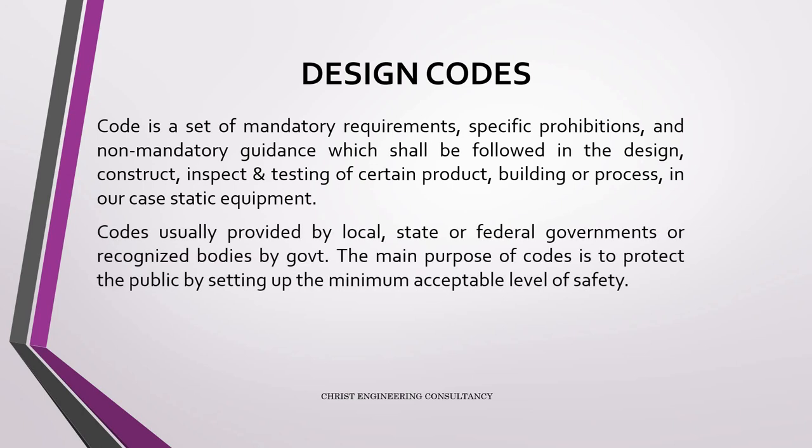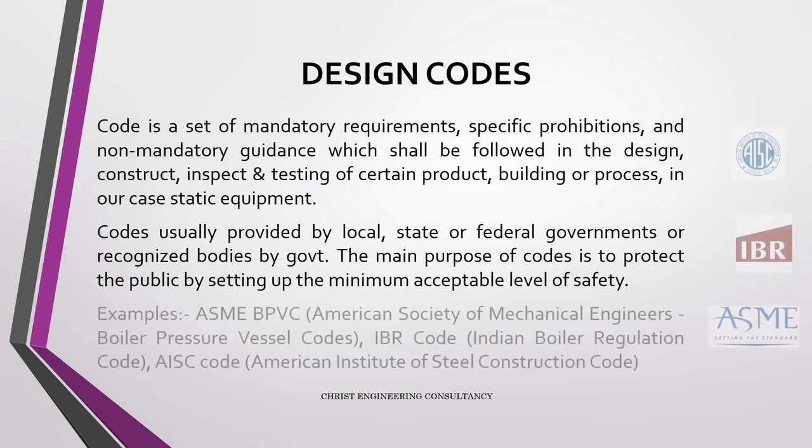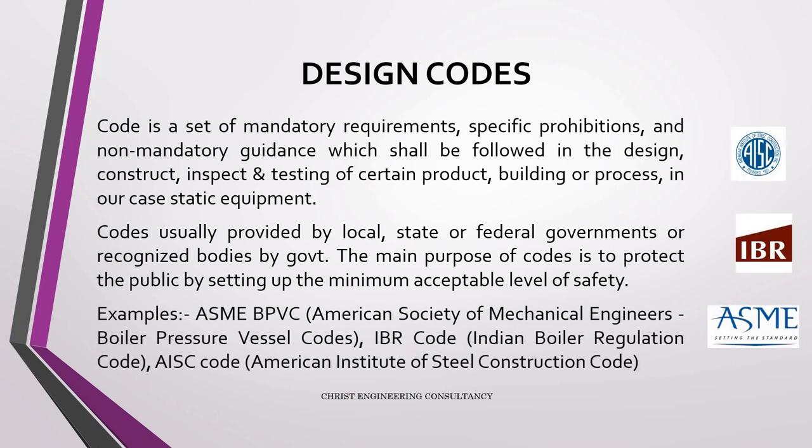Codes are usually provided by local, state, or federal government or bodies recognized by government. The main purpose of the code is to protect the public by setting up a minimum acceptable level of safety. Examples are ASME BPVC, American Society of Mechanical Engineers Boiler and Pressure Vessel Code, IBR, Indian Boiler Regulation Code, and AISC Code, American Institute of Steel Construction Code.